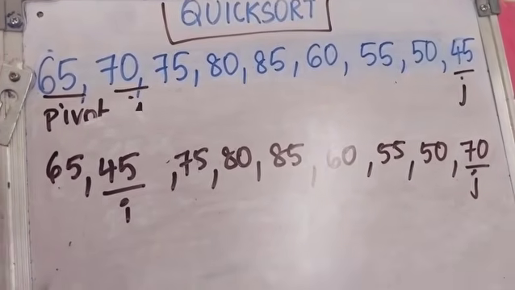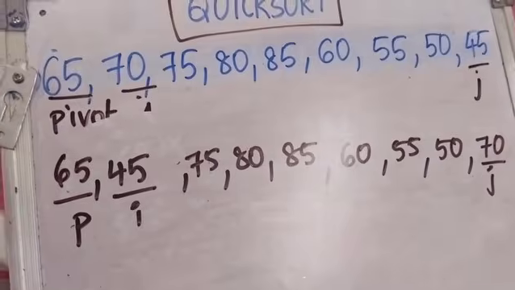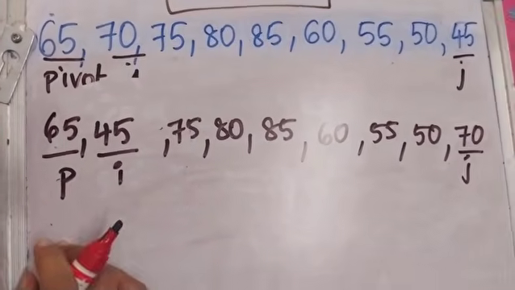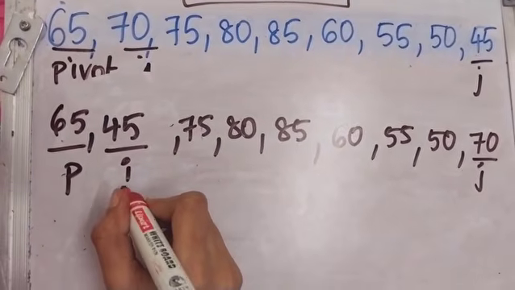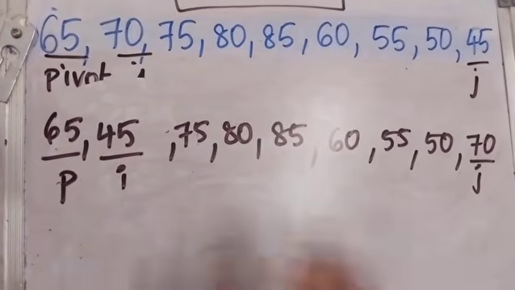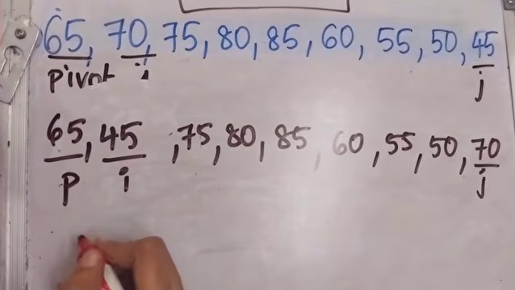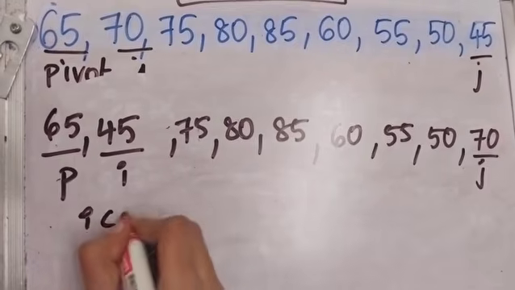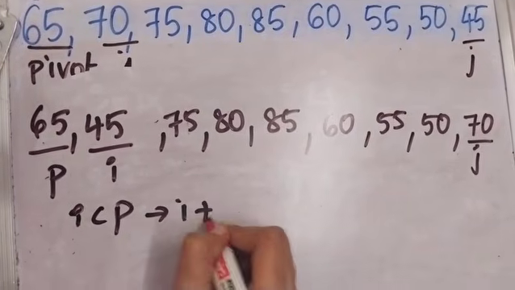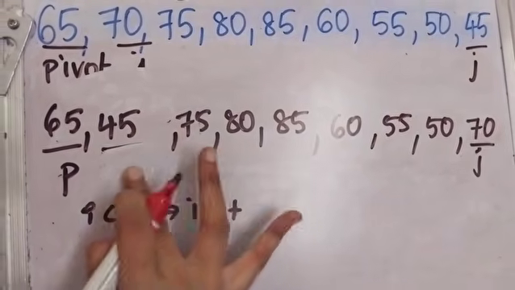I swapped I and J. This is my pivot element. Now let us move on with the same procedure. Is I less than pivot element? Yes, I is less than pivot element. So what do we do? We increment it. So let us increment the value.